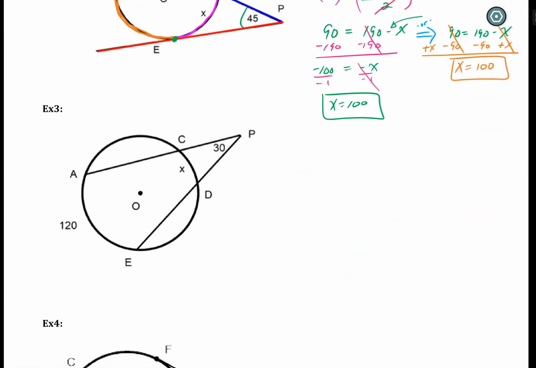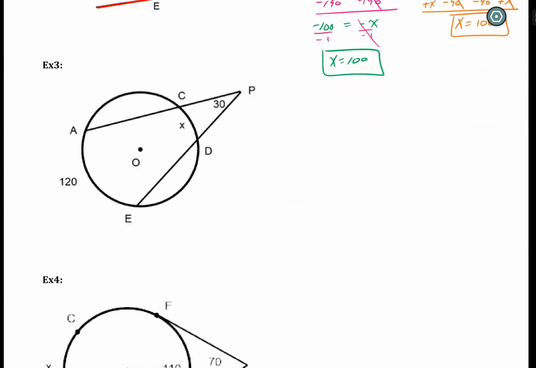All right, example number 3. Another one here where we're looking for the arc, and this one is formed by 2 tangent lines here. I'm sorry, 2 secant lines. My apologies. So once again, angle equals big arc minus little arc, all divided by 2.